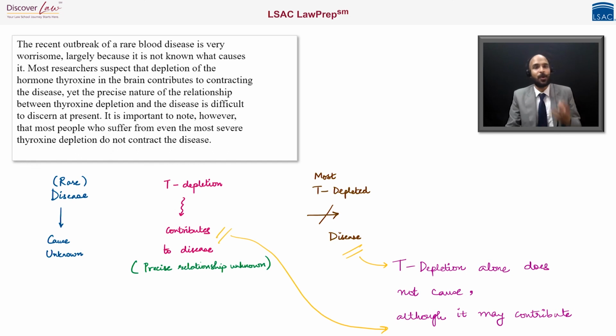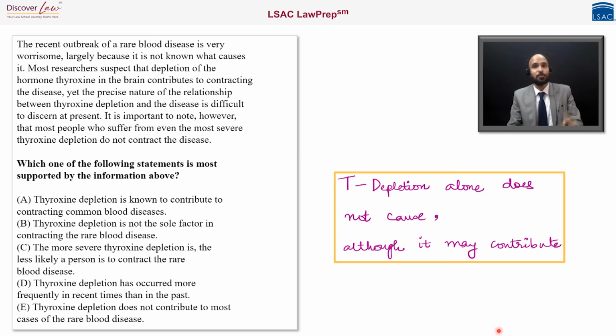What you can see here is that thyroxine depletion does not appear to be the sole cause. It may contribute, but it may not be the sole cause of the disease, because if that was so, then people who had thyroxine depletion would have had the disease. So our final takeaway, our concise understanding of what this passage has to say, is that thyroxine depletion alone does not cause, although it may contribute to contracting the disease.